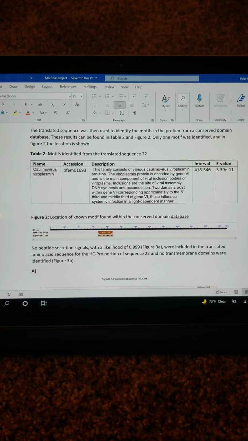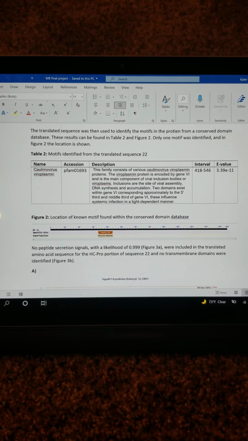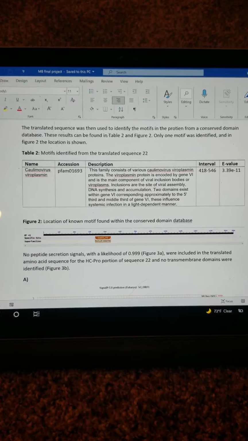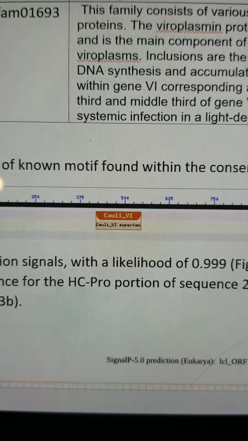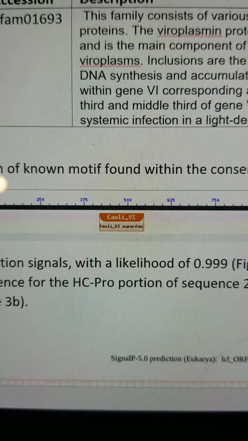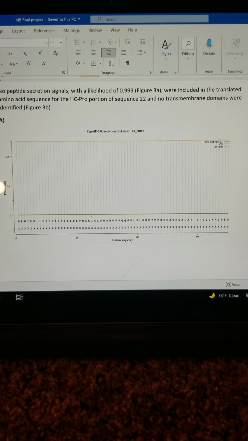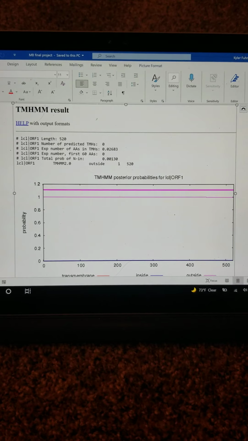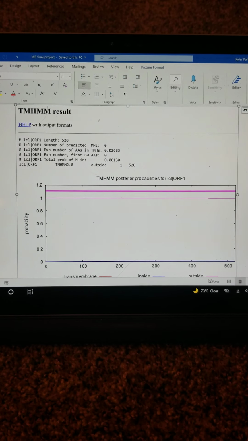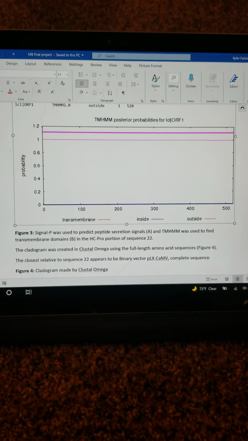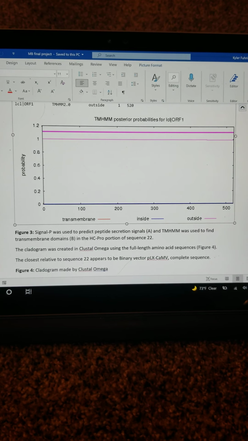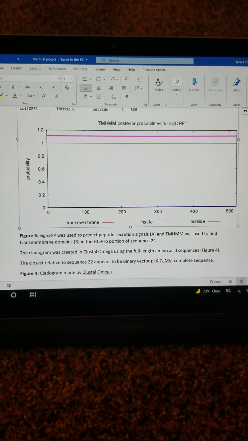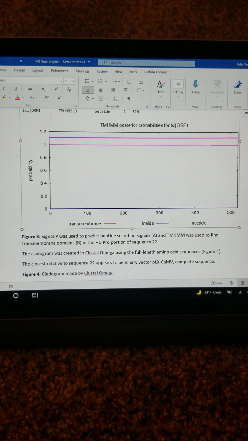The translated sequence was then used to identify the motifs. I was only able to find one motif, and it was located at approximately the 500 nucleotide mark. No peptide secretion signals were identified, and my sequence also didn't contain any transmembrane domains. SignalP was used to predict the peptide secretion signals, and TMHMM was used to find the transmembrane domains.